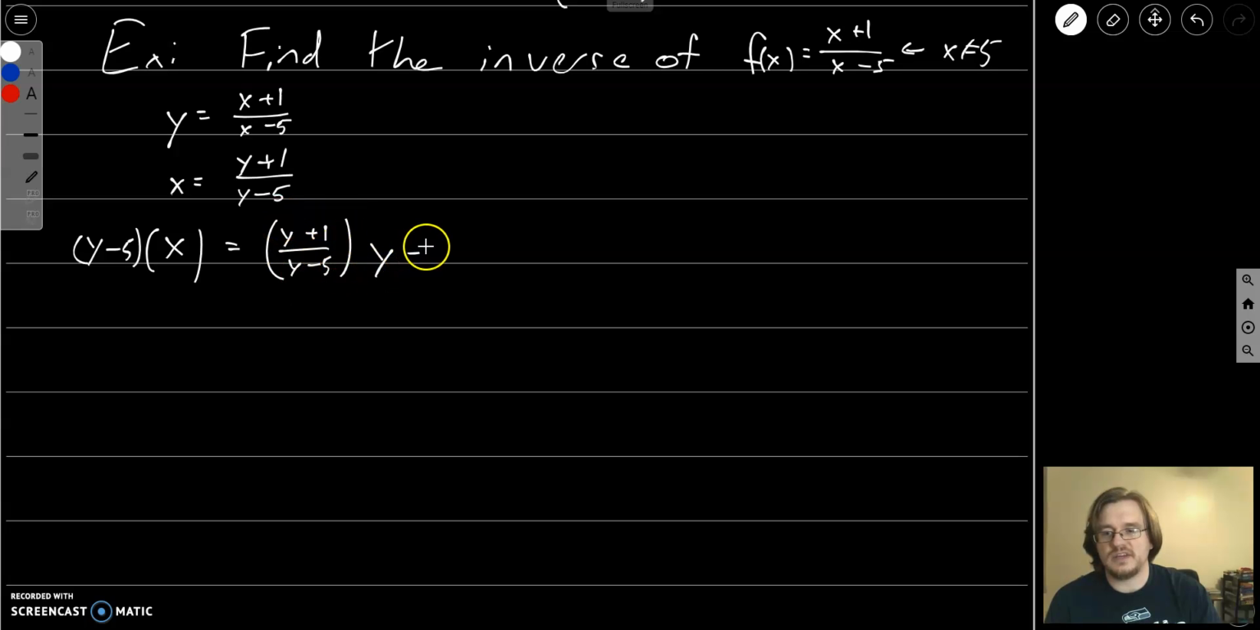I'll just multiply both sides by the denominator. And my reason for this is the denominators will cancel out. And what I'm left with is going to be a y minus 5 times x. And that's going to be equal to a y plus 1.